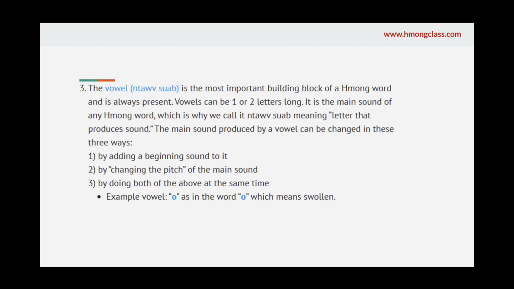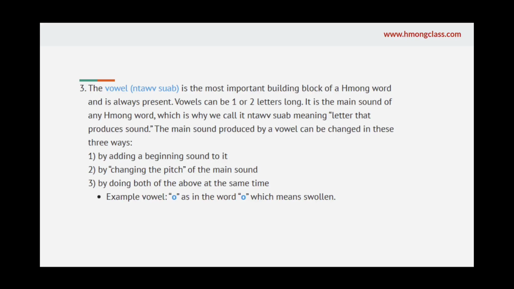Rule number 3, a little detail about the vowel, or the shuo, is that it is the most important building block of a Hmong word and is always present. Vowels can be 1 or 2 letters long. It is the main sound of any Hmong word, which is why we call it shuo, which means a letter that produces sounds. The main sound produced by a vowel can be changed in these 3 ways. 1, by adding a beginning sound to it. 2, by changing the pitch of the main sound or the vowel. 3, by doing both of the above at the same time. Okay.